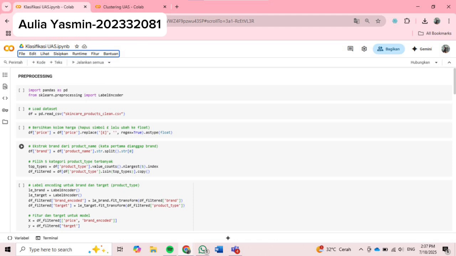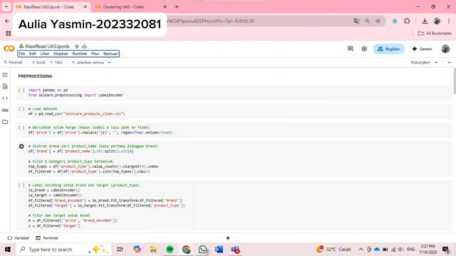Today I will walk you through the implementation of machine learning on a real-world dataset related to skincare products. In this project, I apply two types of machine learning: classification using a decision tree and clustering using K-means. The goal is to explore how machine learning can be used to analyze and understand product patterns based on simple features like price and brand. Now let me explain each step in detail, starting with the classification process.